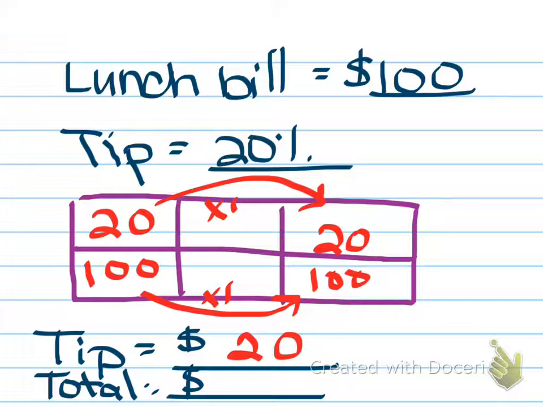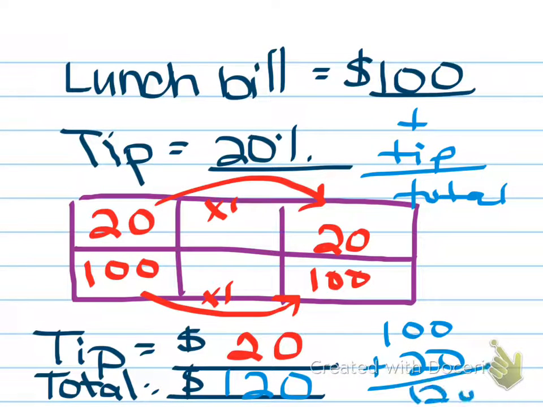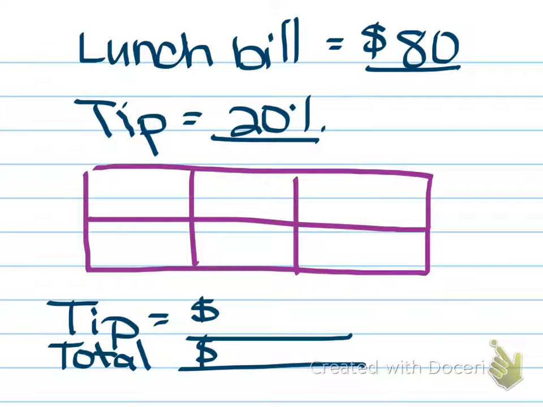To figure out what the total is, though, if you left just $20, guess what? They're going to be upset. I'm not going to subtract because they'd be pretty upset if I left $80 too. I need to take this amount plus the tip, and that's going to equal the total. So it's going to be $120. The $100 plus the $20. 100 plus 20. $120.